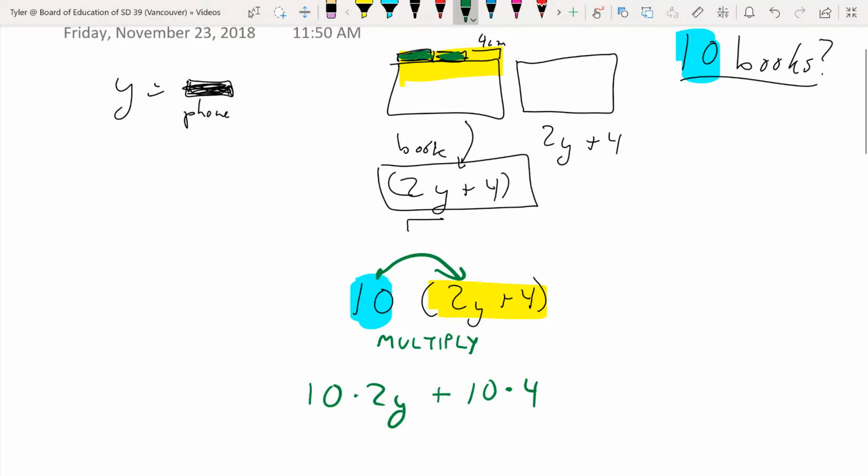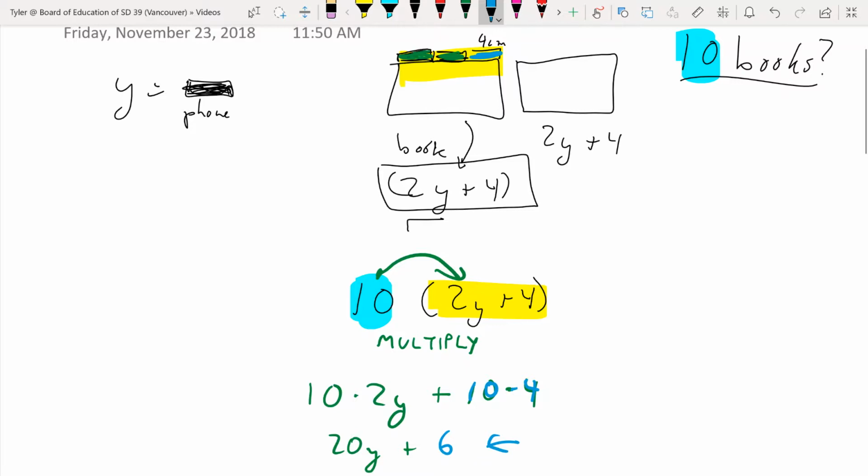centimeters. Because each book, let's do this in blue actually, each book had that little bit of 4 centimeters extra at the end. I have to multiply it by all the 10 books. So when we do that math, we get 10 times 2y gives me 20y. And then 10 minus 4 gives me 6. And that's my final answer. That is how long 10 books would be. 20 cell phones plus 6 extra centimeters at the end.